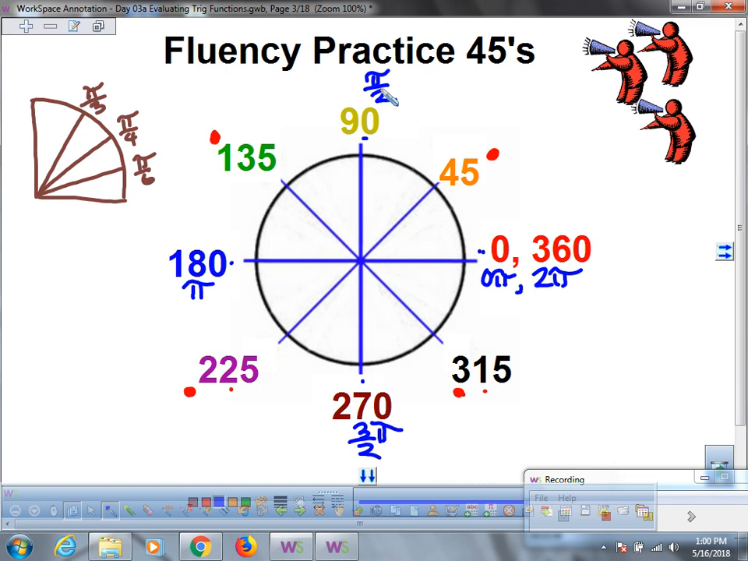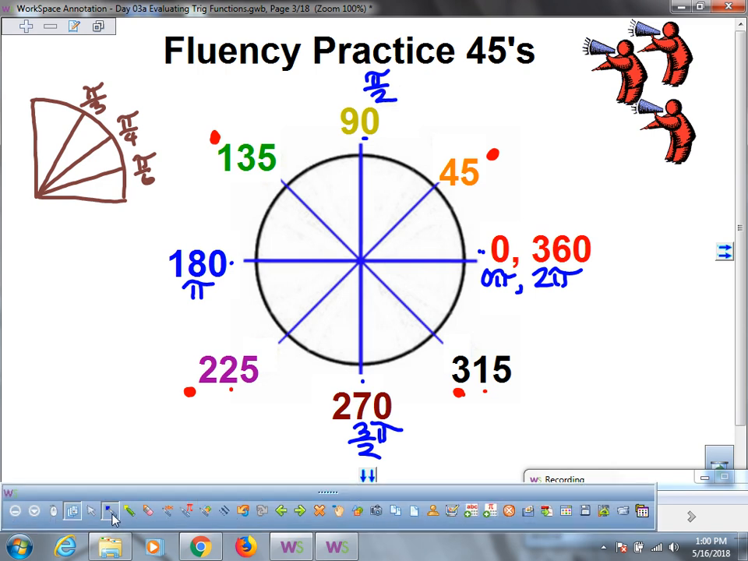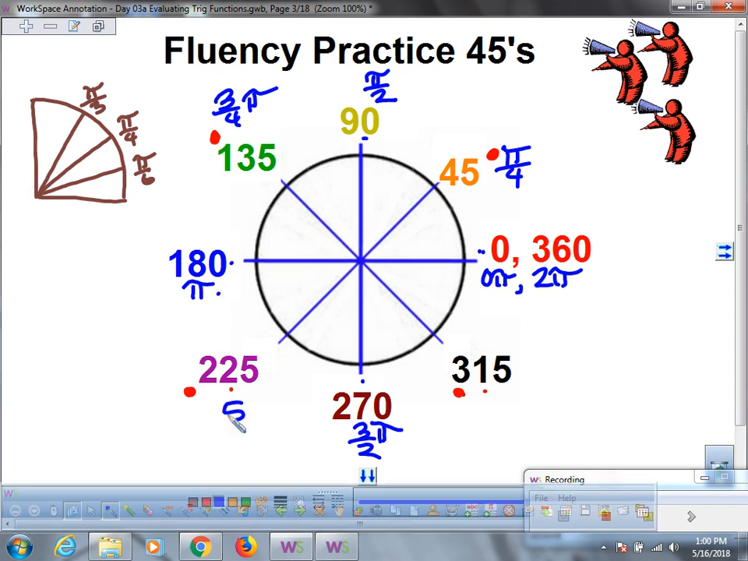Now I'm going to go through my 45s. So my first one is 1/4, 2/4, 3/4, 4/4, 5/4, 6/4, 7/4, and then 8/4 is back up to 2 pi. All right, easiest one of all.